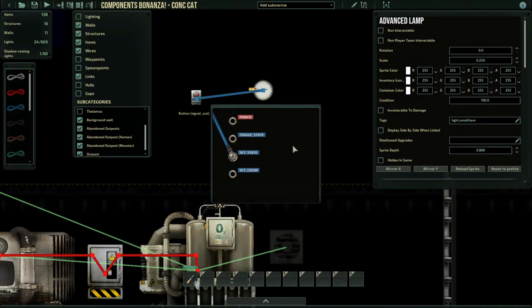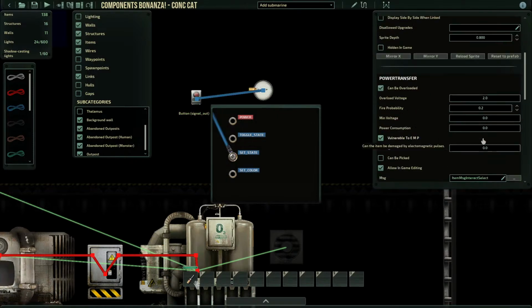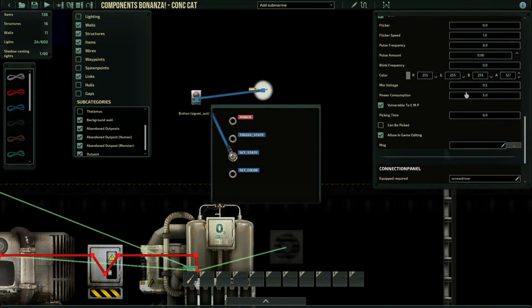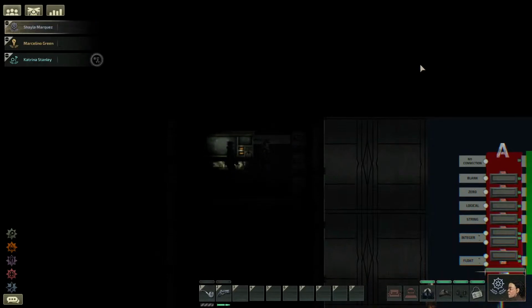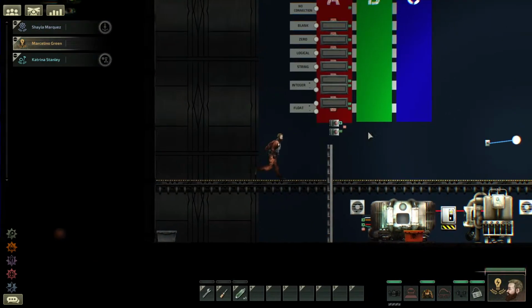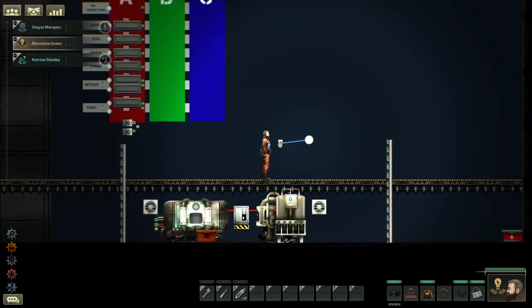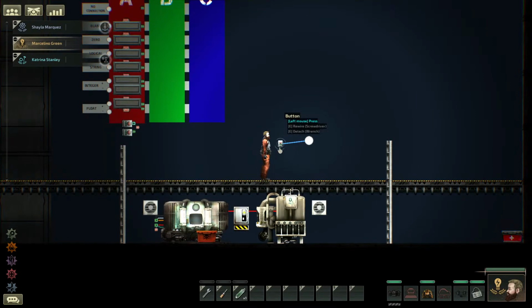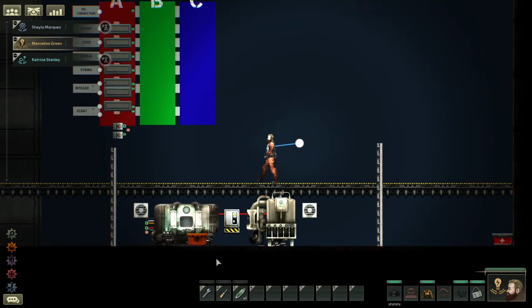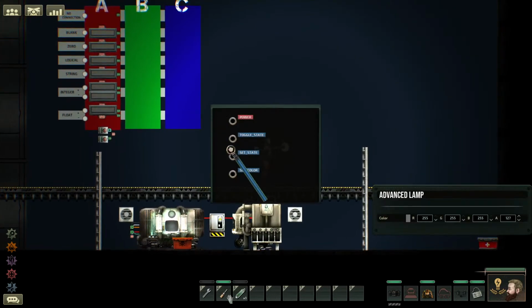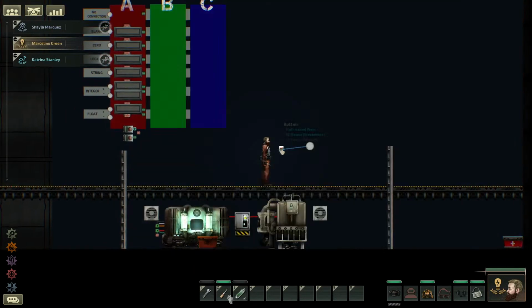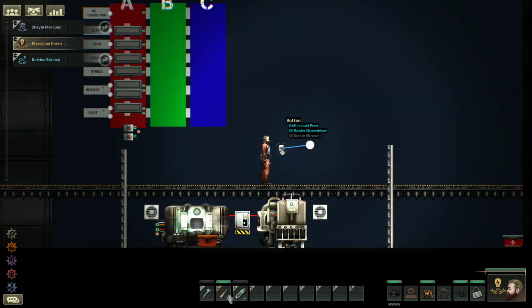You can turn it on. Fun fact, you can take off the power requirement for lights and they'll turn on even if they don't have power wired to them. So if we put this into the set state port, the lamp starts on, and we can't turn it off. It doesn't work. Now if we rewire this to the toggle state port, we can turn that lamp on and off with a toggle signal.